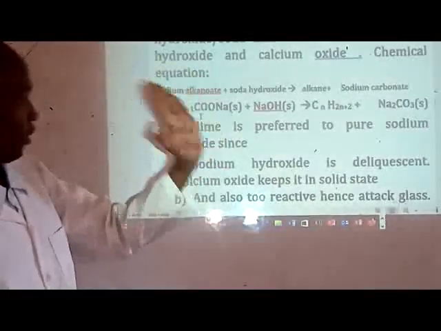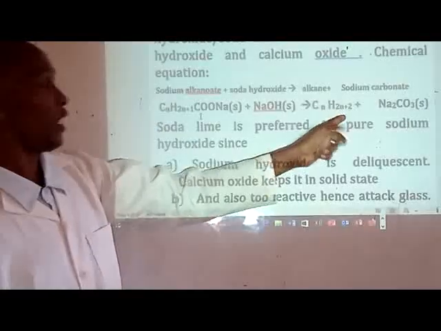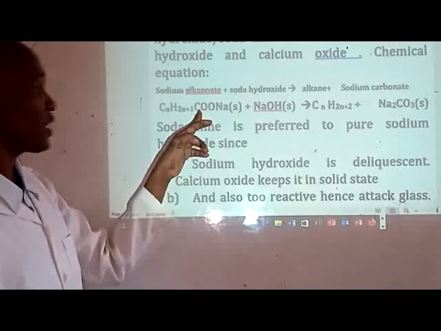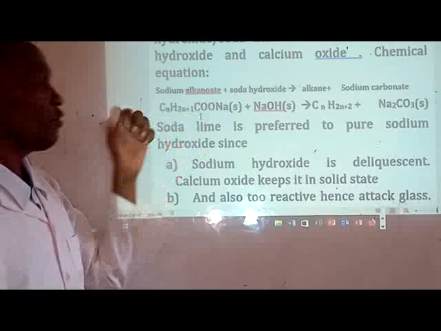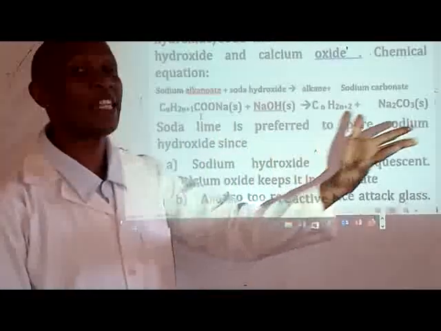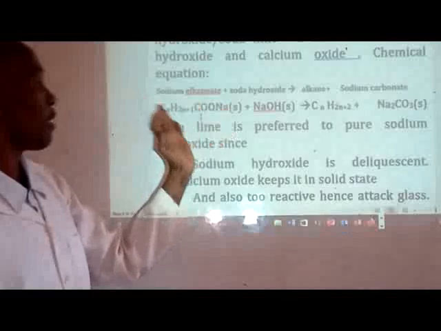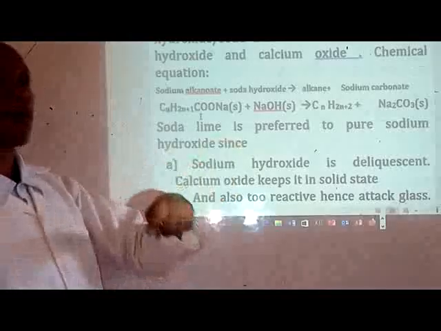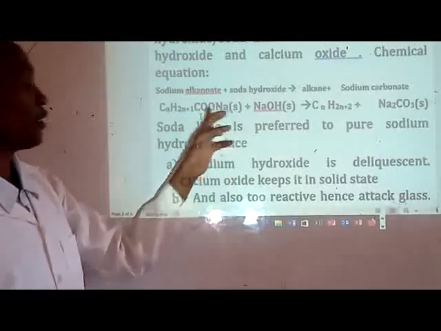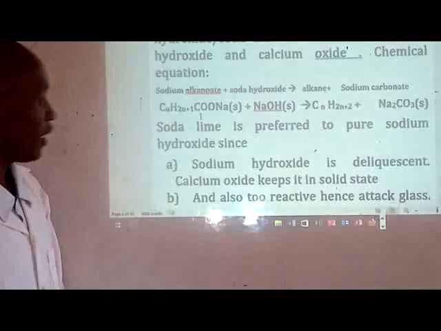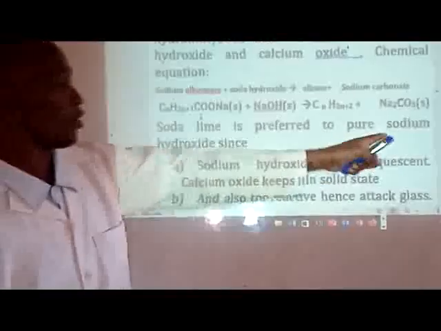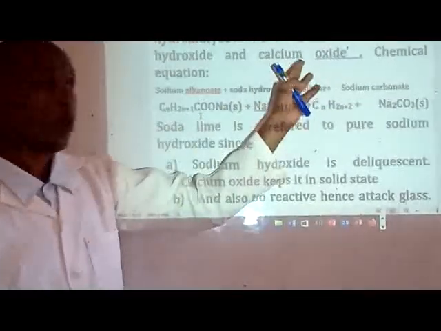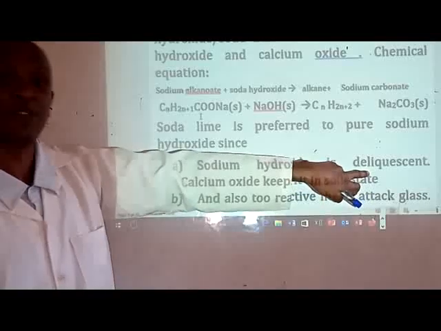So note that if you want to prepare methane, you have to start with an alkanoate that has 2 carbon atoms, because this carbon will have to be used. If you want to prepare methane, you have to start from an ethanoate. You start with sodium ethanoate, eth for meth. If you want to prepare ethane, you have to start with a propanoate, because one of the carbon will have to go into making the sodium carbonate. Note again that the sodium hydroxide must be mixed with calcium oxide. Why? Because sodium hydroxide is itself deliquescent.